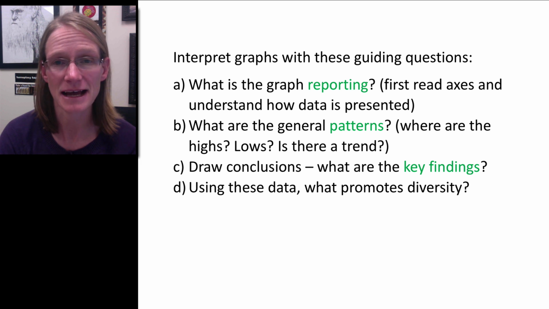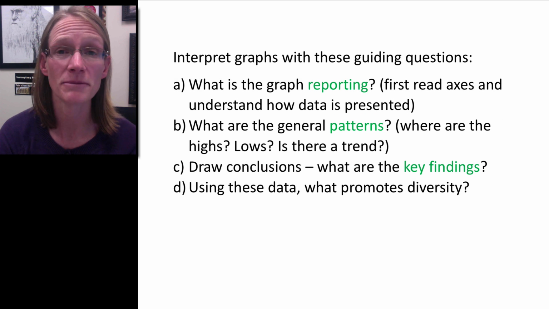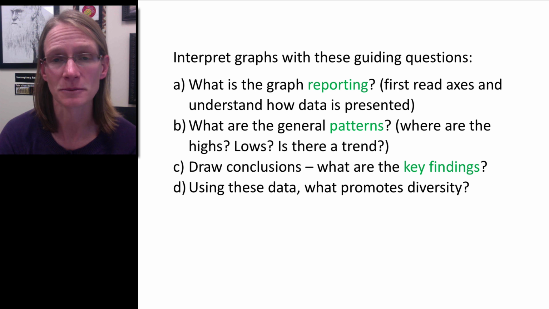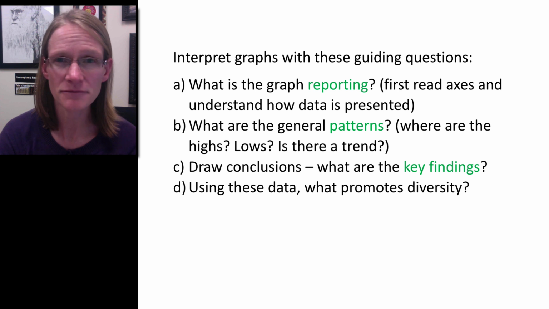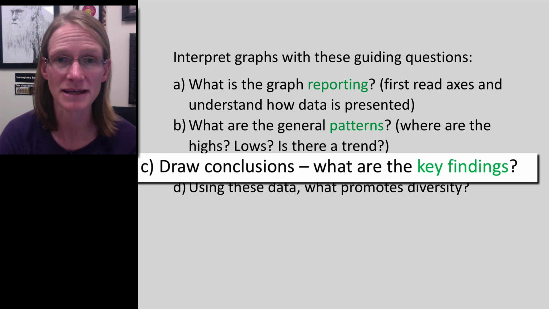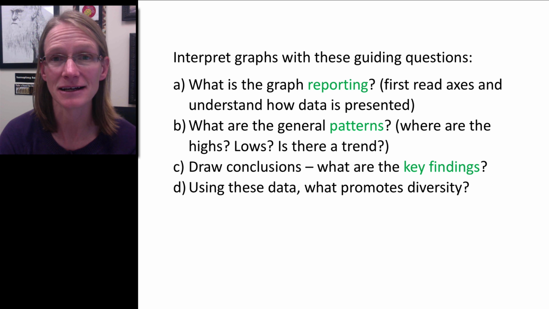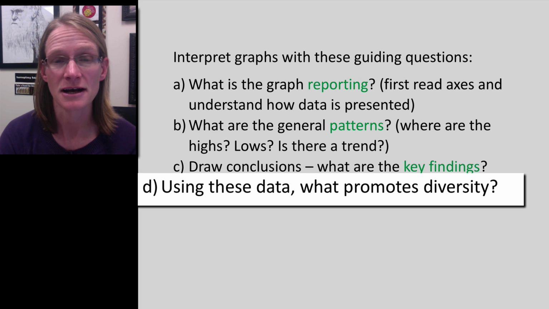Once you have an idea for that, then you can start to look for patterns inside the graph itself. Is there a high point? Is there a low point? Does it go up? Does it go down? Is there a peak somewhere? Okay. And then from there, you can start to put those pieces together and draw conclusions. Based on what the axes are reporting, and I see this general trend, then I have an idea of what the key findings of their study are. And clearly in this particular case, we can draw conclusions as they relate to diversity. What factors and how are they actually impacting diversity?